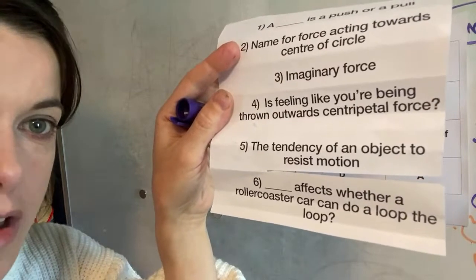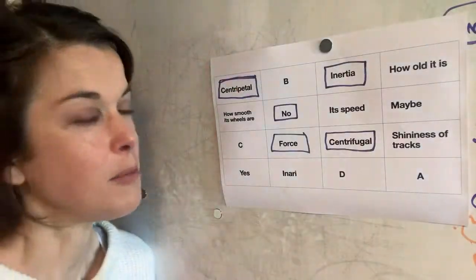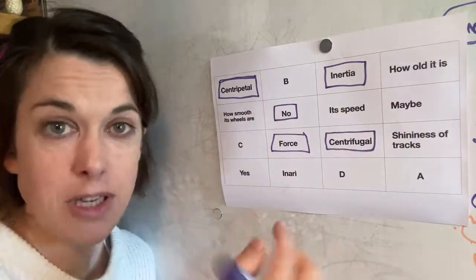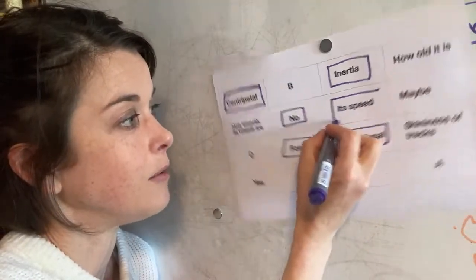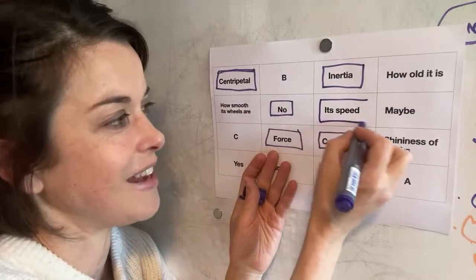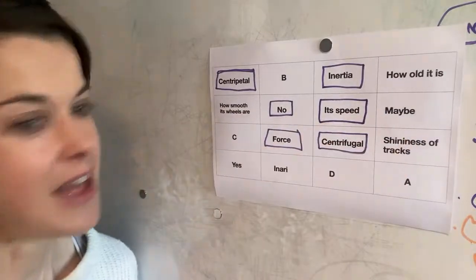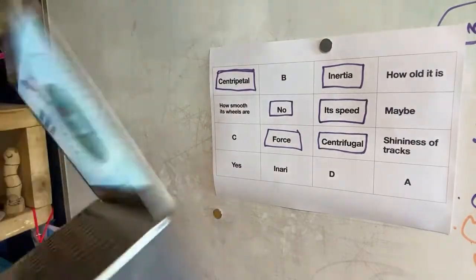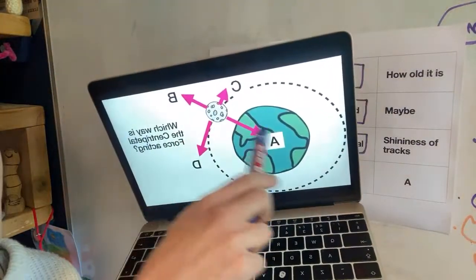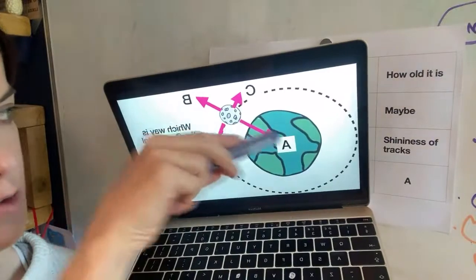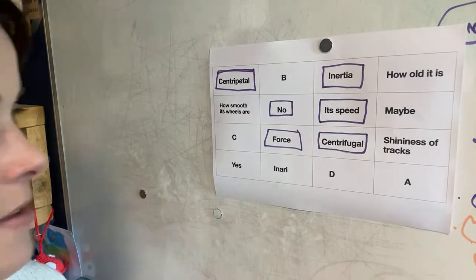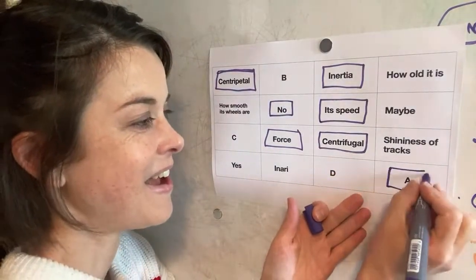Question number 6. What affects whether a roller coaster car can do a loop-the-loop? It's its speed. If it's not going fast enough, there won't be enough force pushing it towards the centre of the loop-the-loop, and it will fall. I don't even like thinking about it. It's got to be going fast enough. And finally, on this classy little diagram that I'm not going to bother to flip round, well done if you said that it's the force of gravity pulling the moon towards Earth, which is the centripetal force in that situation. So it was A.